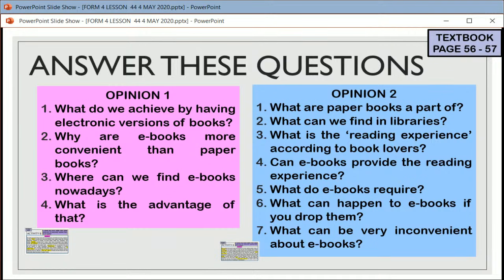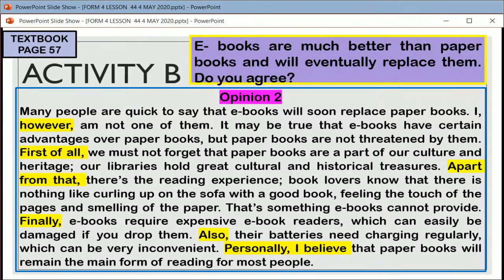Opinion 2. Yes, very good. What are paper books a part of? The keywords are paper books, part of what? Yes, Fatin, very good. Opinion 2, what are paper books part of? Look at opinion 2. What are they part of? Right, Yvonne, you got it. Exactly. Very good.